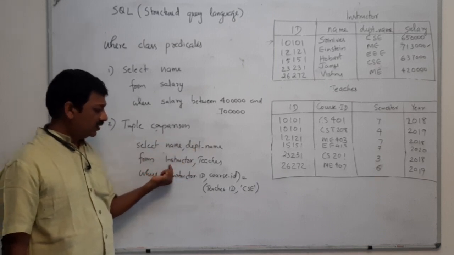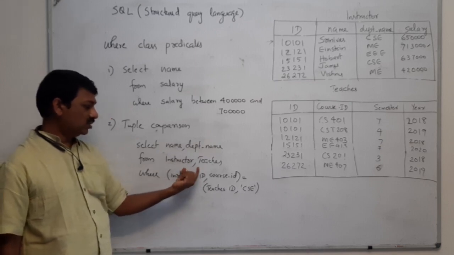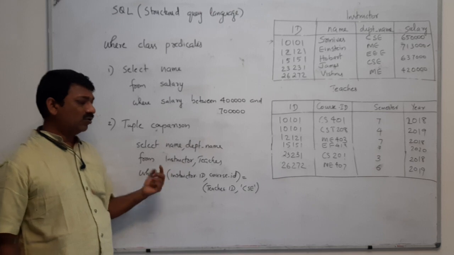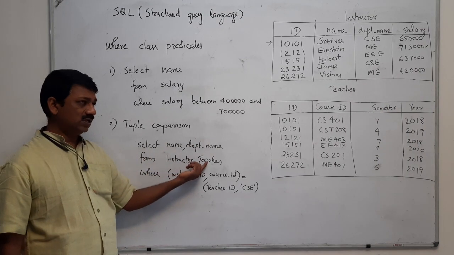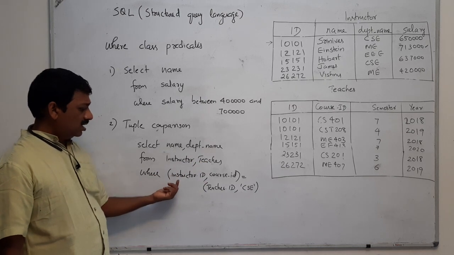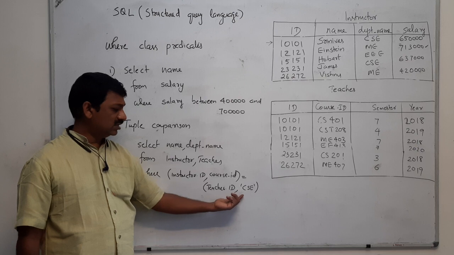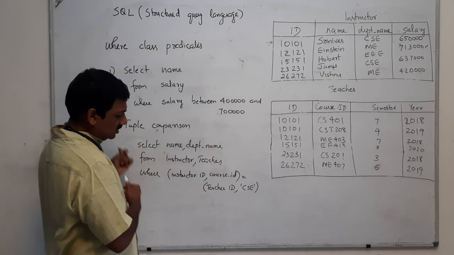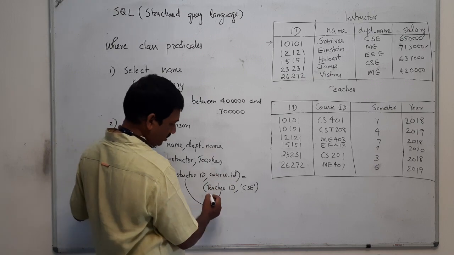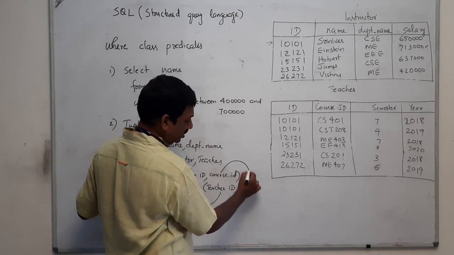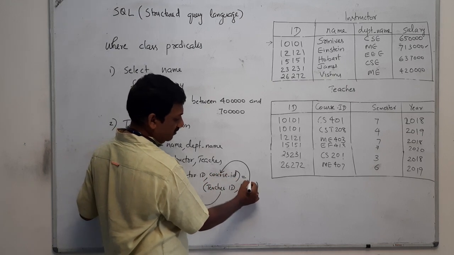As I told you, when you separate these two relations or tables using a comma, the cross product is automatically taken. That means instructor cross teachers, and in that, instructor ID should be equal to teachers.id, and course ID should be equal to CSE. That is the meaning of this.